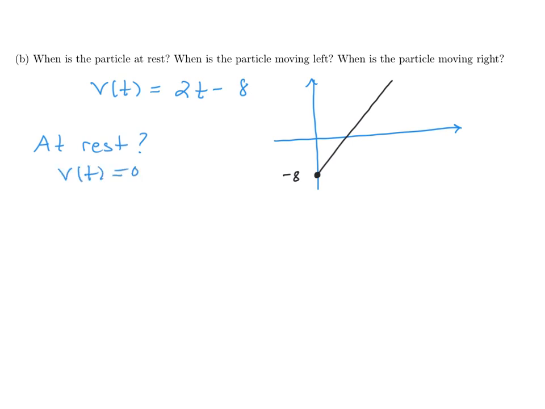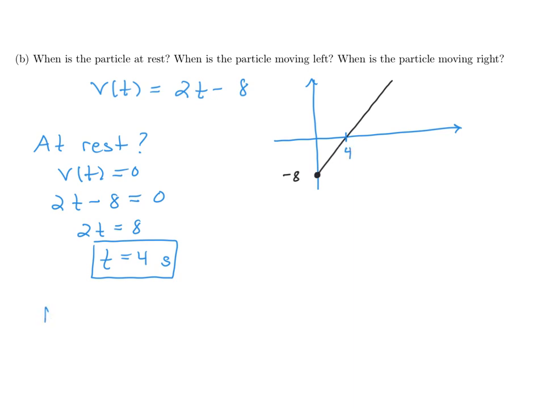We have a formula for this function. So that's when 2t minus 8 is 0. We can simply add 8 and divide both sides by 2, and we get 4. And I'll be careful here to note that this is 4 seconds. So this is when my particle is at rest. And actually, I'll also mark that spot right here. This is 4 seconds.